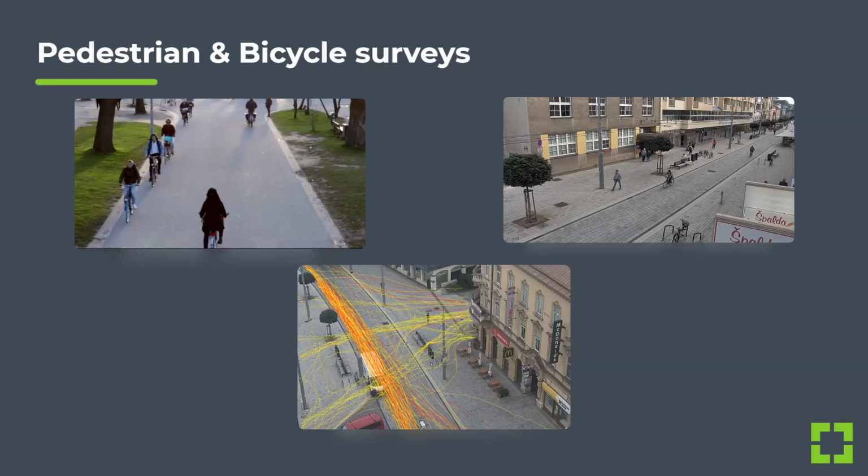The third use case from the street cameras is the bicycle studies. This is more and more common, these traffic studies where the bicycles are in the spotlight.